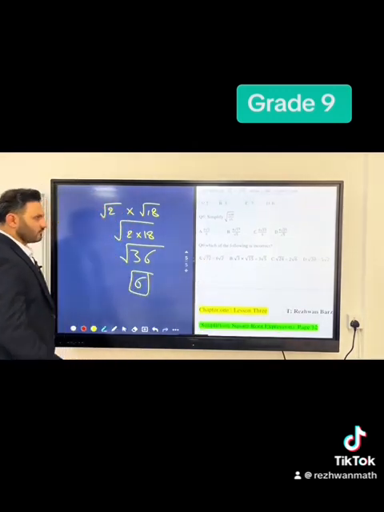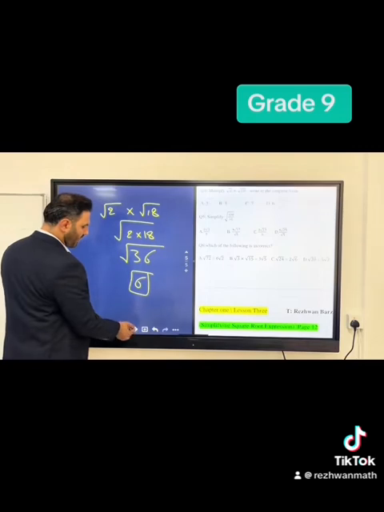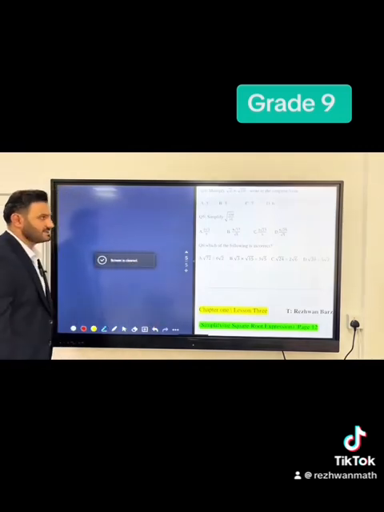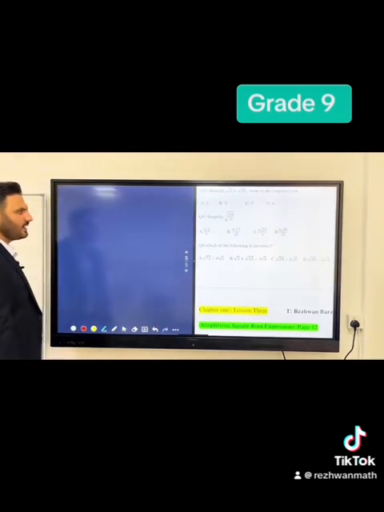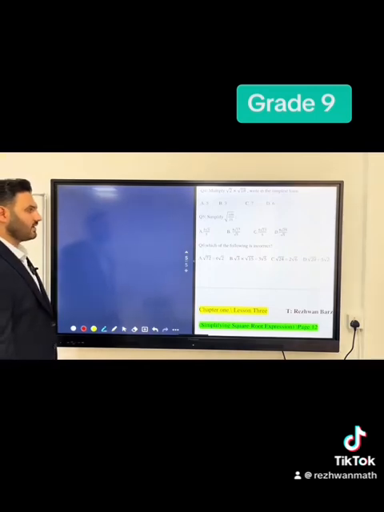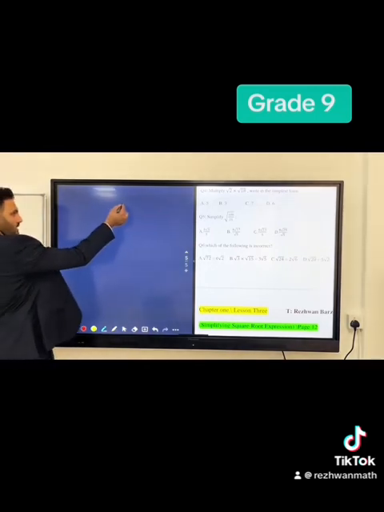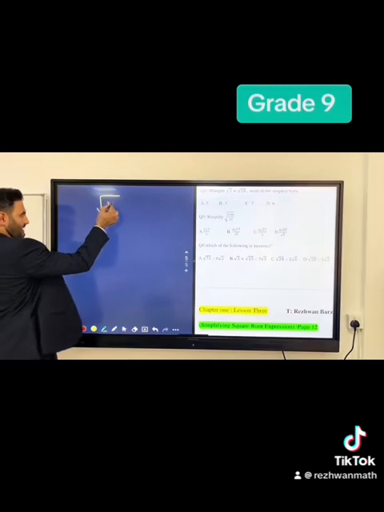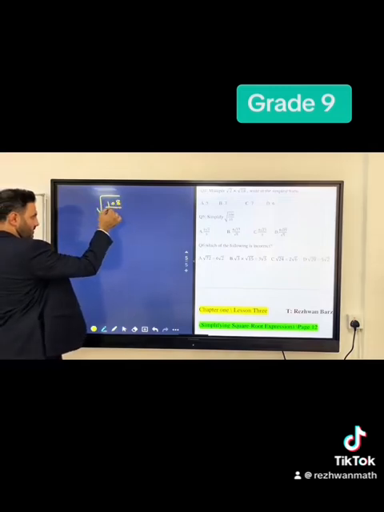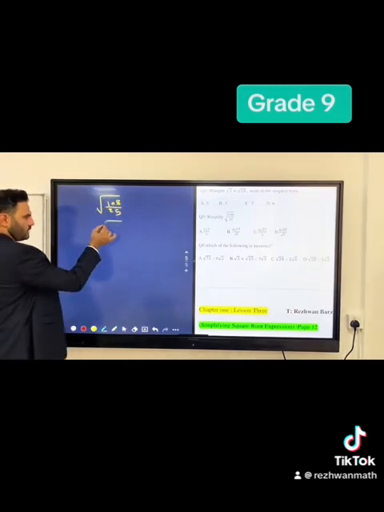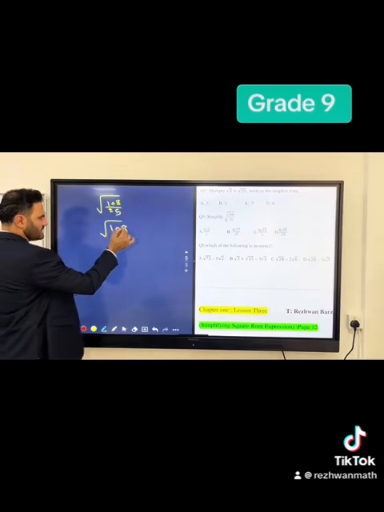Then we have question 5. Okay, question 5 is simplify the square root of 108 divided by 25. Okay, now we have 108 divided by 25. So we need to distribute the square root for both numbers.